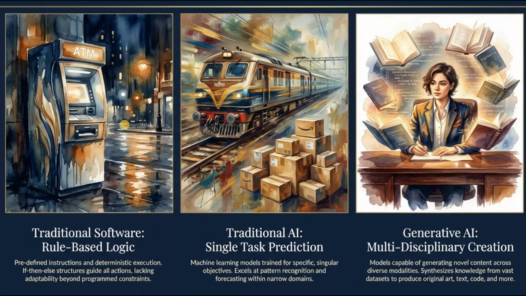Let's now discuss traditional software, which is a rule-based system. Traditional software follows explicit instructions that a programmer writes. Every possible situation must be anticipated and coded in. The machine does exactly and only what it is told. A good example is an ATM machine. It can dispense money, show your balance, or change your PIN because a programmer has written code for each of those exact scenarios. If you want the ATM to recommend a good restaurant nearby, you don't have that option. It cannot do anything outside its programmed rules.